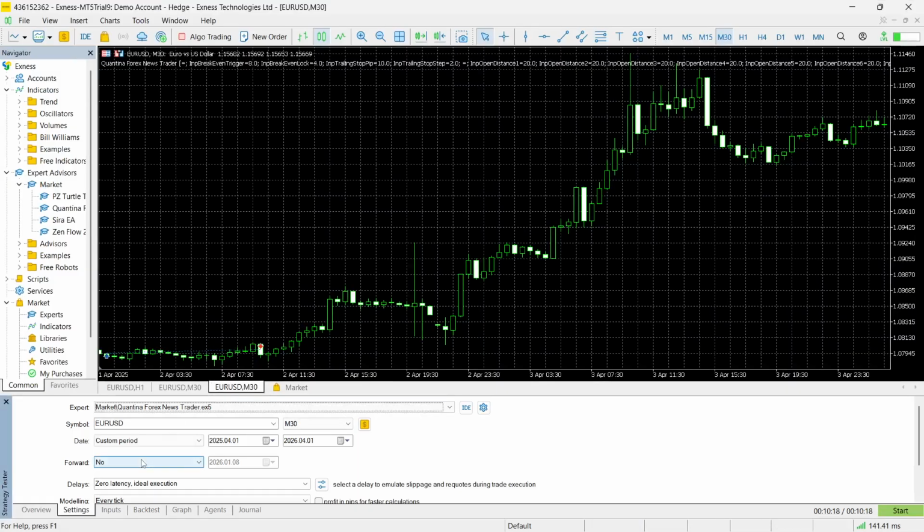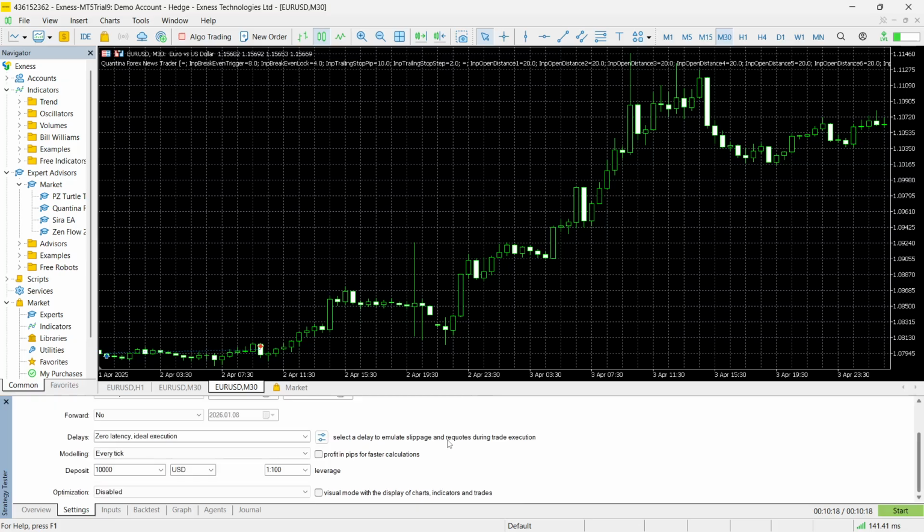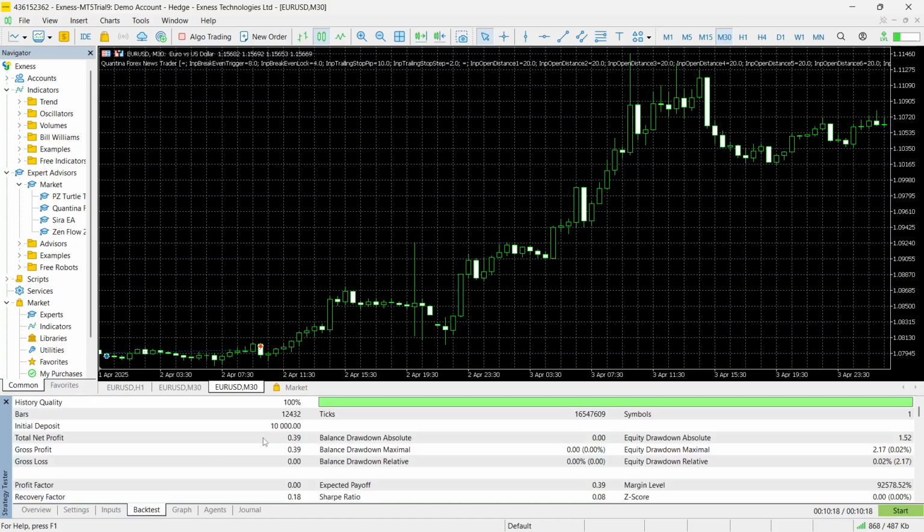So I was opportune to carry out a backtest using the USD pair on the 30-minute time frame for a custom period of 1 year, ranging from the 1st of April 2025 to the 1st of April 2026. And as you can see, the initial deposit was 10,000, and for that, the total net profit after the test was surprisingly 0.39, not 39%, not $390, just 0.39 on a 10K account. Gross profit was the same 0.39.